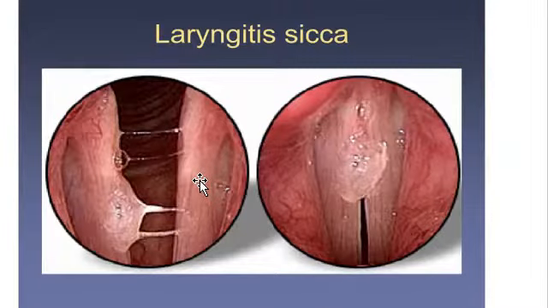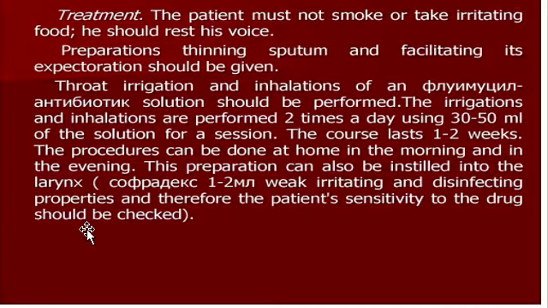If you remember, between the two vocal cords and between the true and false vocal cords, there's the ventricle. In the ventricle, there is located the sulcus. The sulcus provides the humidification of the vocal cords. But when this sulcus is atrophied and decreased in function, it leads to laryngitis sicca.